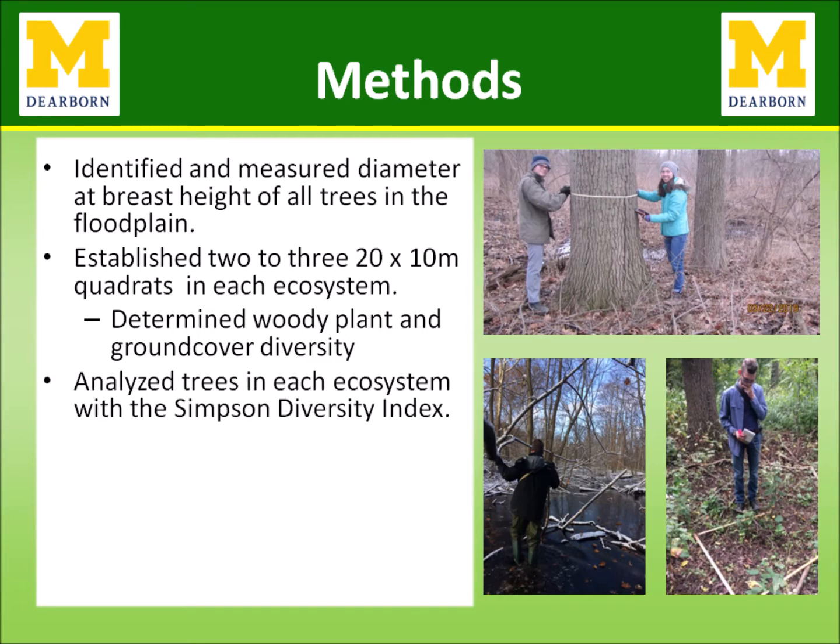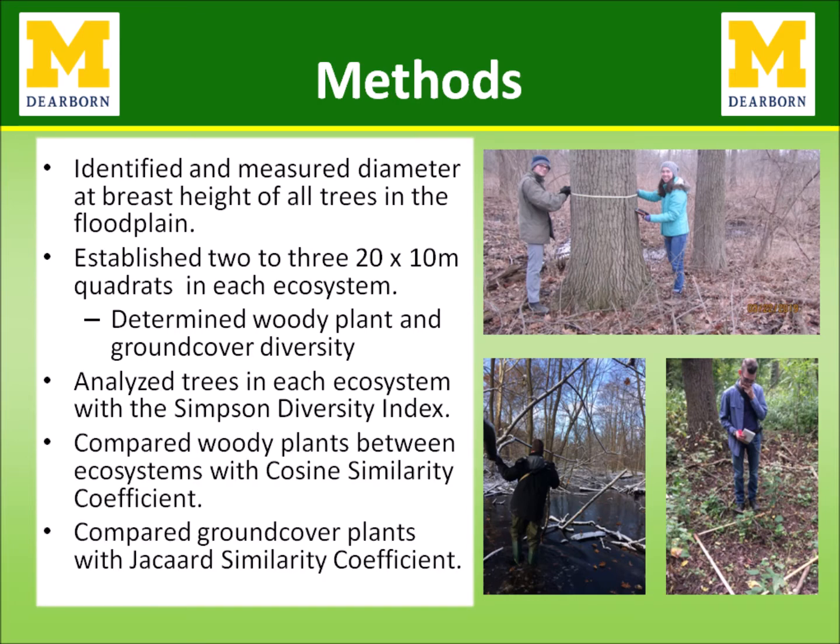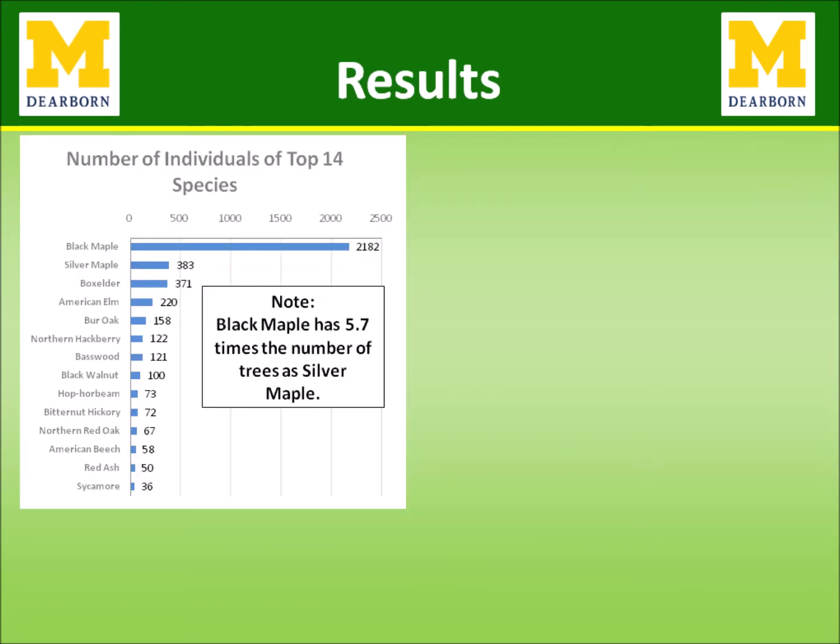We analyzed the trees in the ecosystems with the Simpson's Diversity Index, and we compared the composition of woody plants between the ecosystems with the cosine similarity coefficient, and did a similar test with the Jaccard similarity coefficient for the ground cover plants. The results of our tree survey showed 4,246 individual trees representing 39 different species.